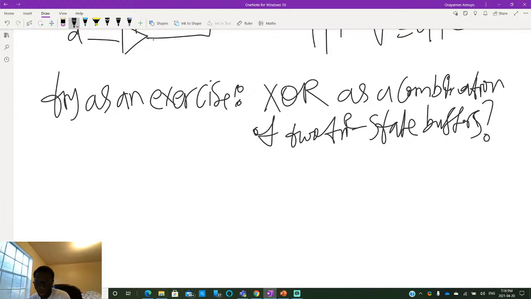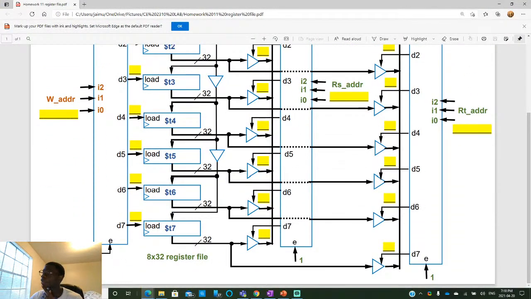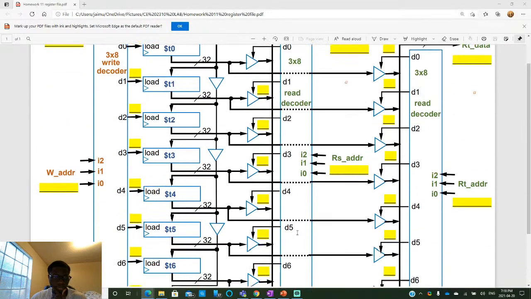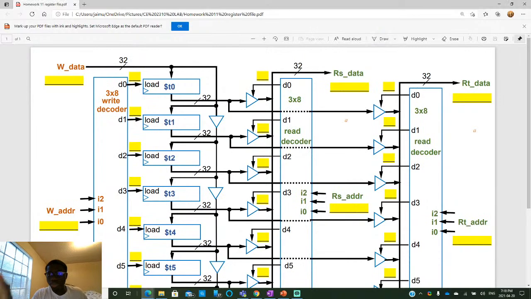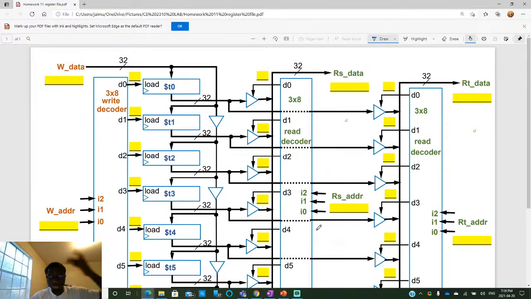Okay, so now we've considered the theory behind tri-state buffers. Let us work an example. Give me 1 second here. I hope this works. Okay, let us try this. Okay, so this schematic is for a register file, the register file of a processor.